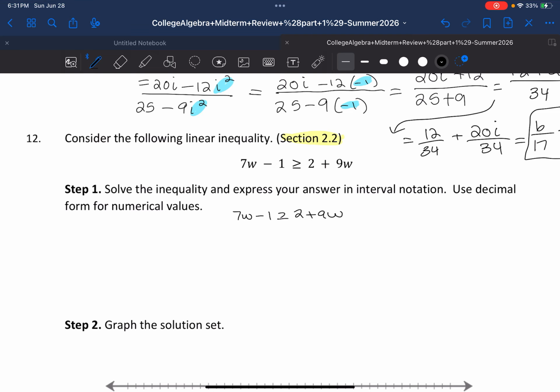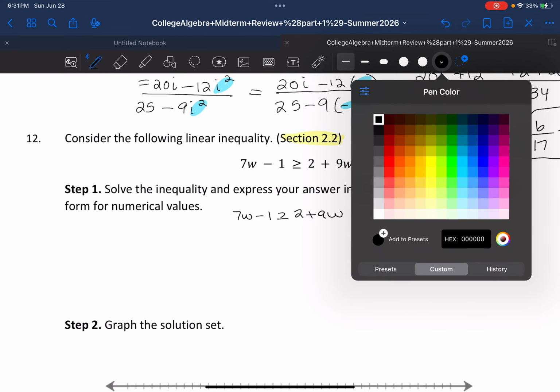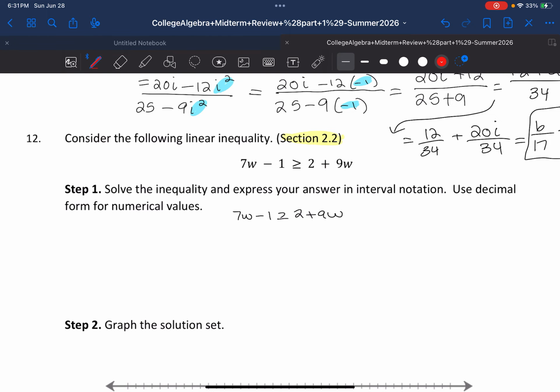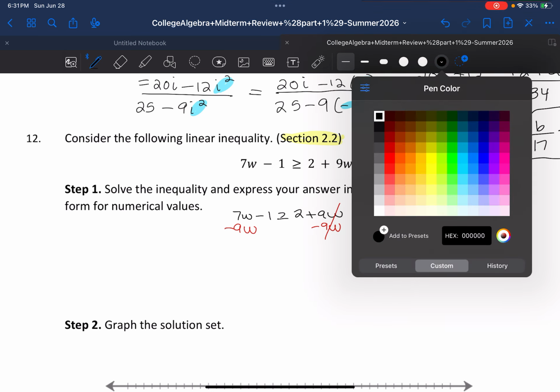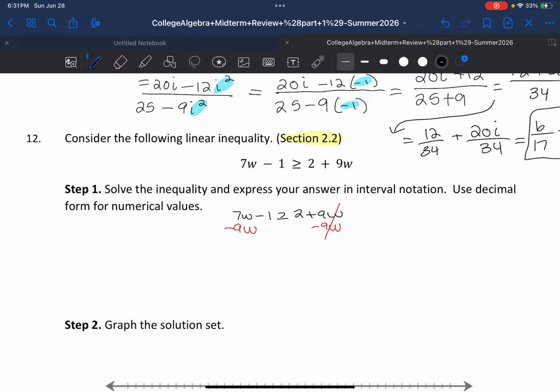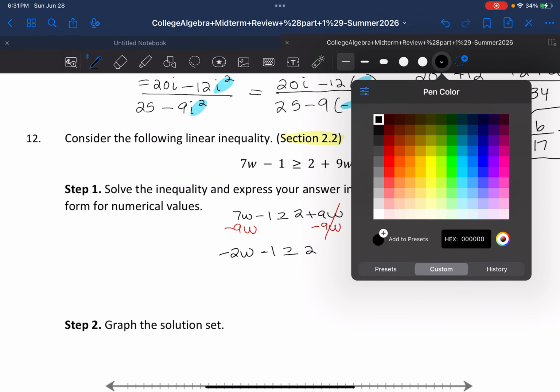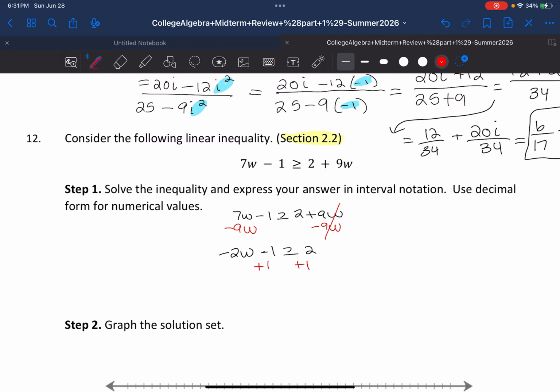So to solve an inequality, you want to get the variable by itself on one side of the inequality sign, just like with an equation. There's a couple different things you could do, but what I'm going to do first is subtract 9W to cancel it on the right and bring it to the left with that 7W. So 7W minus 9W will give me -2W. Bring down the -1. And now I will add the 1 to move it to the right.